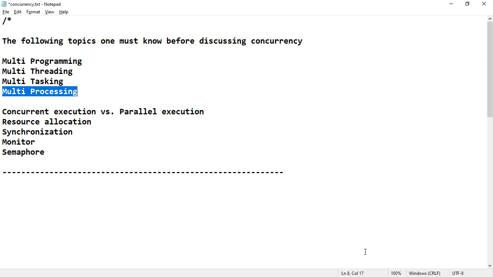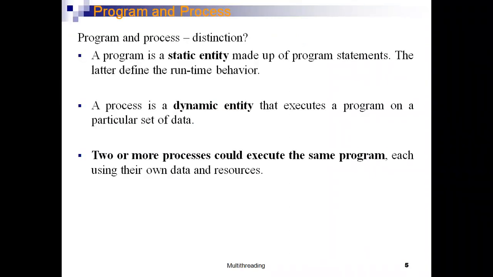Okay. Next we will see the multi-programming concept. We'll see what is meant by a program. Basically, a program is a static entity made up of program statements, the latter defined as runtime behavior. Basically, a program is very static in nature. It won't have any logical things. It is a physical one that you can open in Notepad or something, you can see it, whereas a process is a dynamic entity that executes a program on a particular set of data.